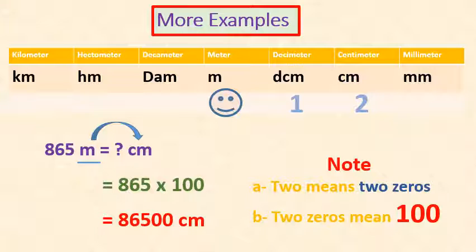It's 86,500. How did we calculate the answer? We put this number down, then we counted how many zeros? 2 zeros, then we put them next to the number.